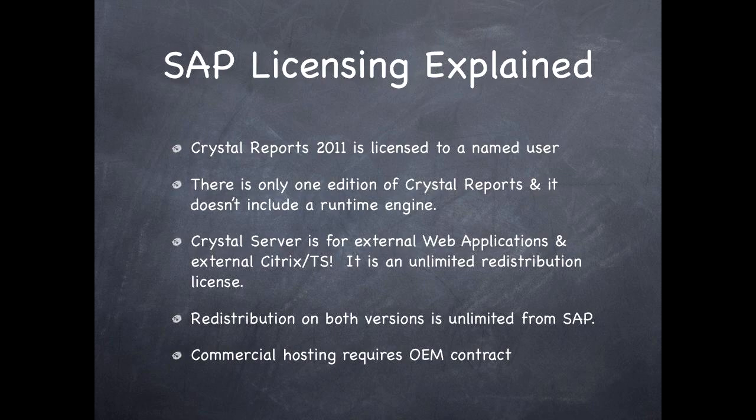So if you don't have any customers that are using Citrix or Terminal Servers, you can just have the standard Crystal Reports 2011 license, which is a $495 license. I think it's $295 new for an upgrade. And then just distribute off of that from the SAP side of things, and that's all you need. On the Citrix Terminal Server, if you have those, you do need to get this Crystal Server license. It's a one-time purchase and allows you to redistribute. Both versions, like I mentioned, are unlimited distribution.